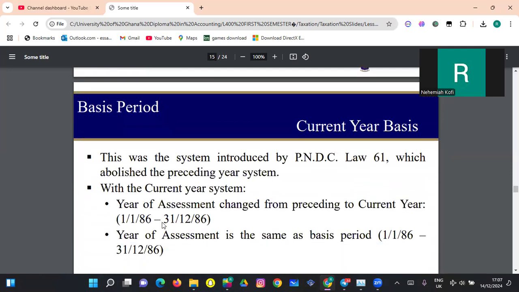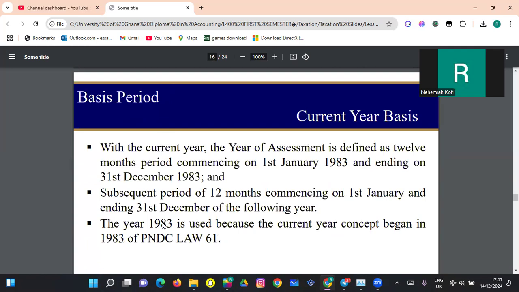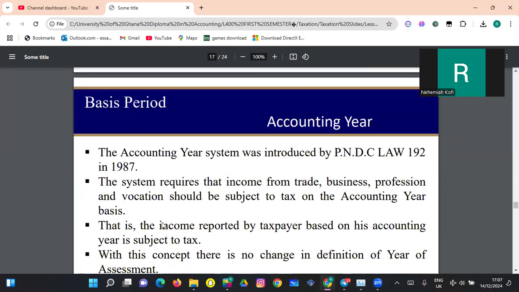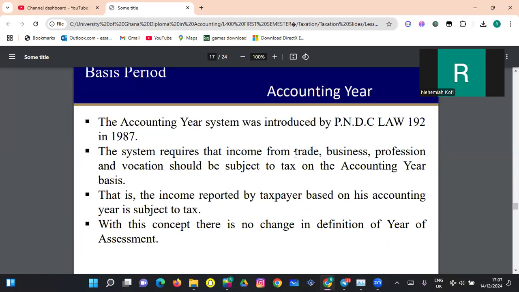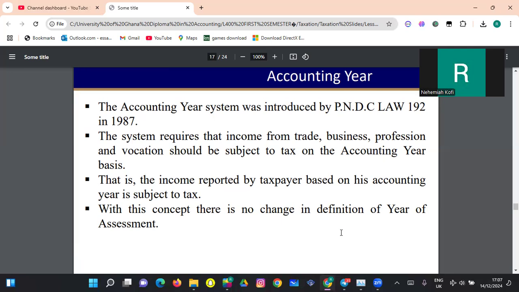And then we move on to the current year basis, right? Currently we are using the accounting year. The accounting year system was introduced by PNDC Law 192 in the year 1987. The system requires that income from trade, business, profession, and vocation should be subjected to tax on the accounting year basis. That is, the income reported by the taxpayer based on his accounting year is subjected to tax. With this concept, there is no change in the definition of year of assessment, right?